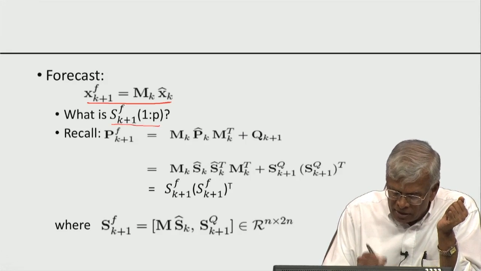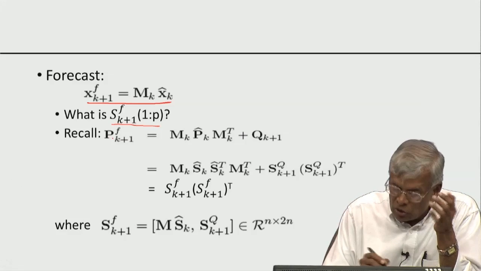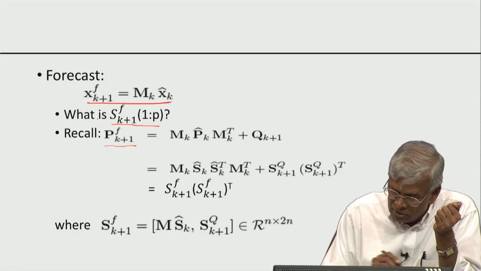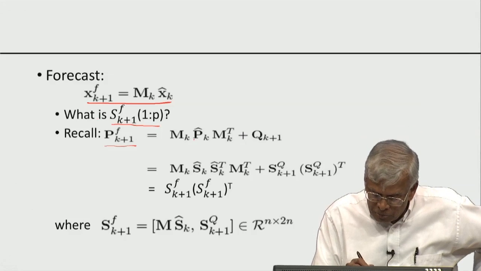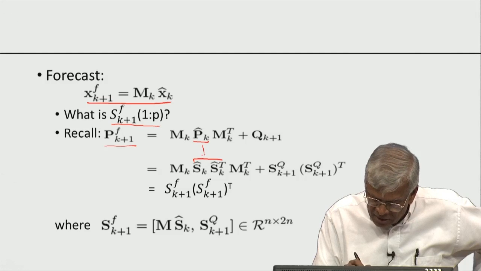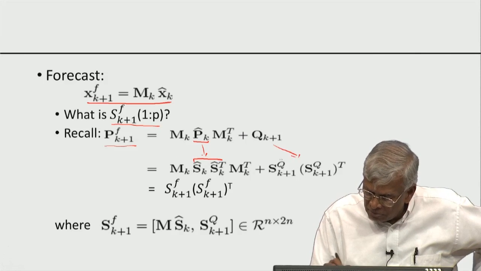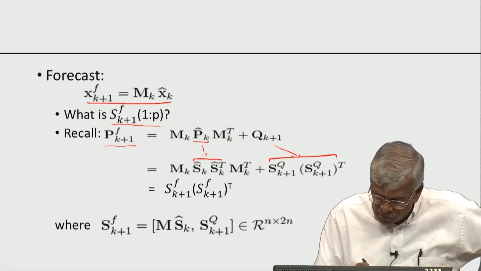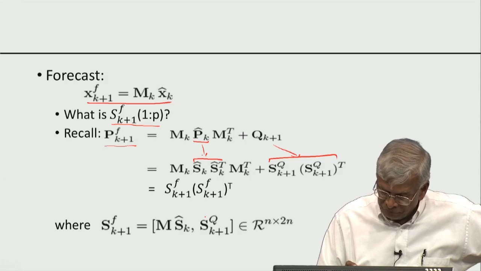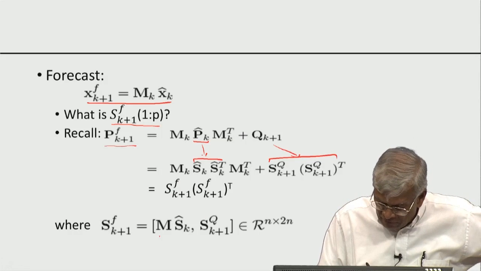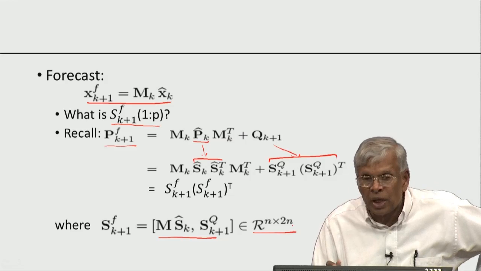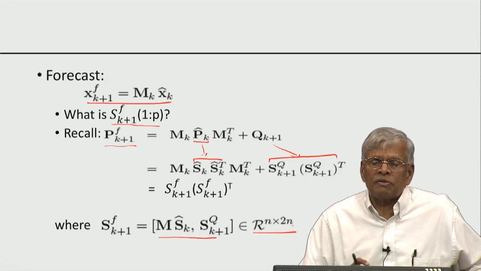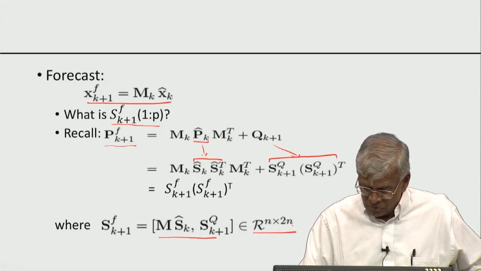So what is the forecast covariance? I am now going to talk about an expression for the forecast covariance. This is the full rank forecast covariance. This P k has a square root implementation like this, and this has a square root implementation like this. This I can rewrite as S k plus 1 f and S k plus 1 f transpose, where S k plus 1 f is given by this, and that is n by 2n. We talked about the expansion part already in the last lecture when we talked about covariance square root implementation.